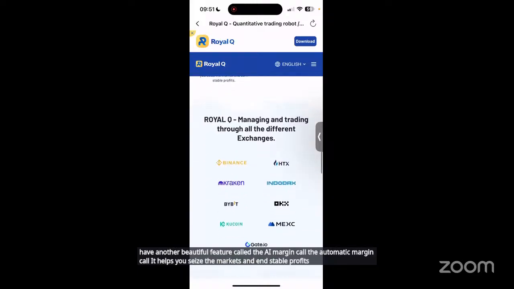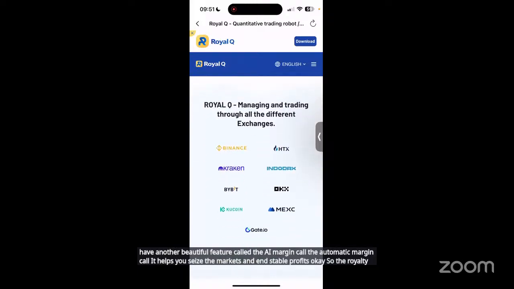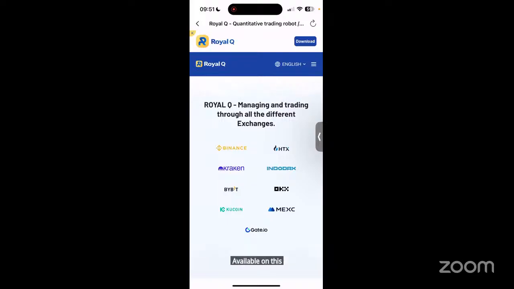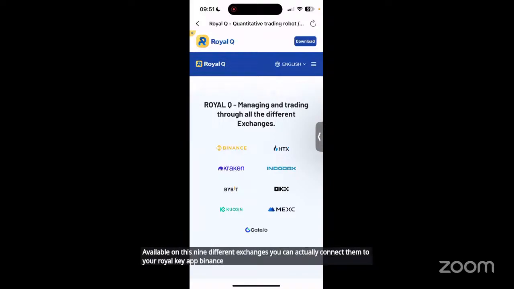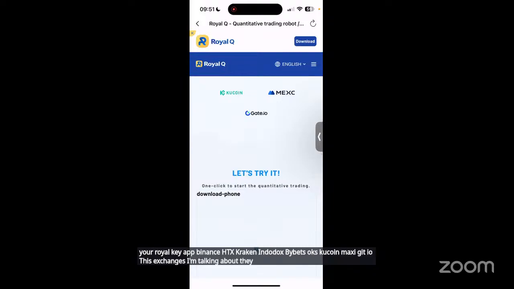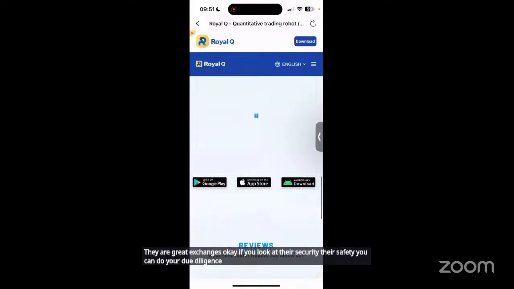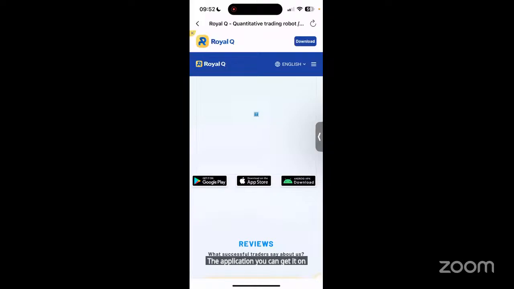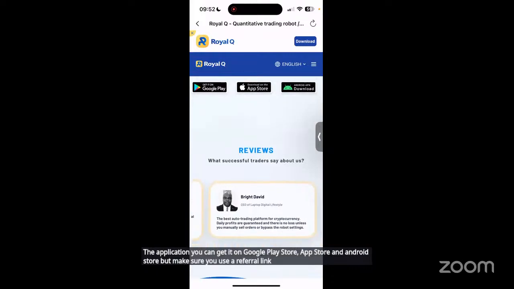The Royalq app is available on nine different exchanges, and you can connect them to your Royalq app: Binance, HTX, Kraken, Indodax, Bybit, OKX, KuCoin, MEXC, Gate.io. These exchanges are not just the normal ones we know. They are great exchanges. If you look at their security and safety, you can do your due diligence. The application is available on Google Play Store and App Store, but make sure you use a referral link so you don't end up getting a fake application.